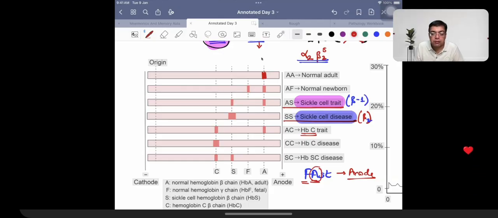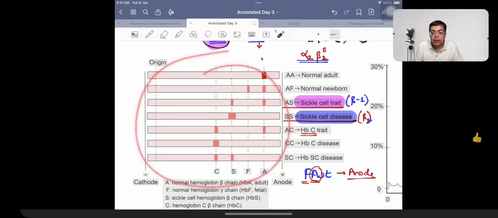Yes, you can remember it like this. Remember the CSF one however you like. It is purely your call. How exactly do you wish to remember this? But it is less likely to be asked in the exam because we are not performing this test routinely.